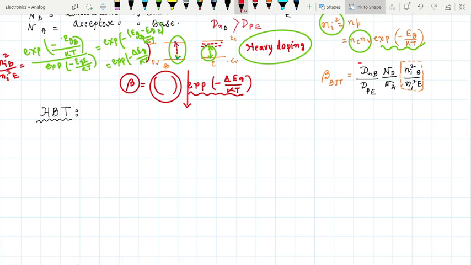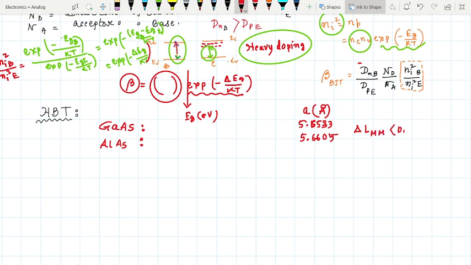Now, how can we form the heterojunction devices? For this we are interested in gallium arsenide and aluminium arsenide. These are two composite semiconductors. Why these are chosen, these properties are all known to you from the previous lectures, and it is a very important material. Why? Because the lattice parameter, that is a, is very close. This is 5.6533, and this is 5.6605. So the lattice mismatch should be less than 0.1 something.